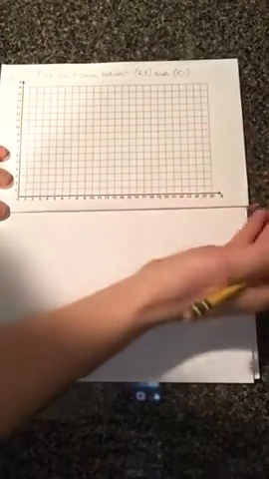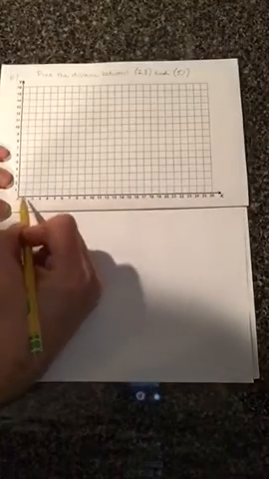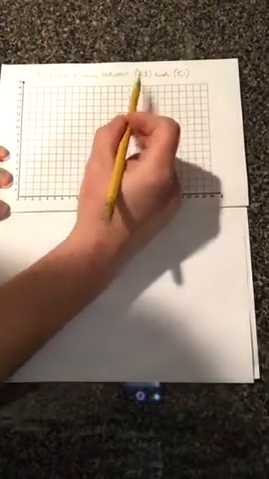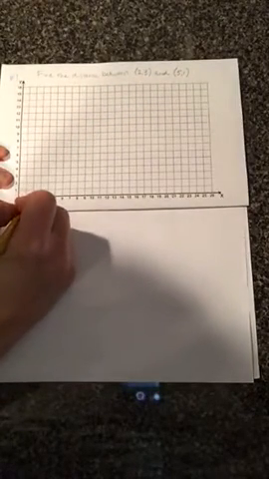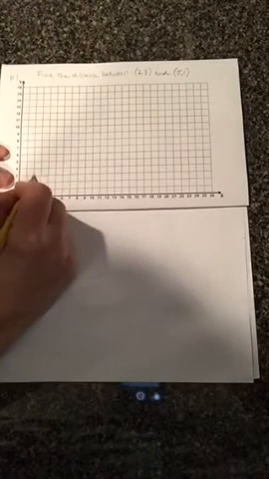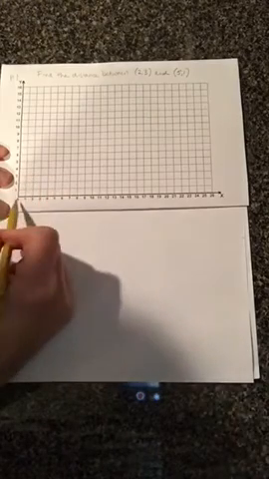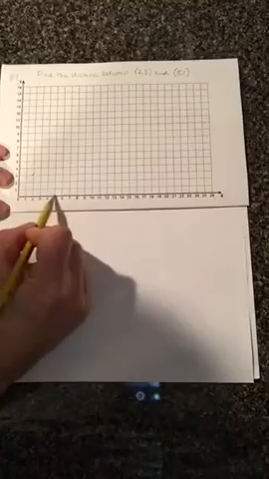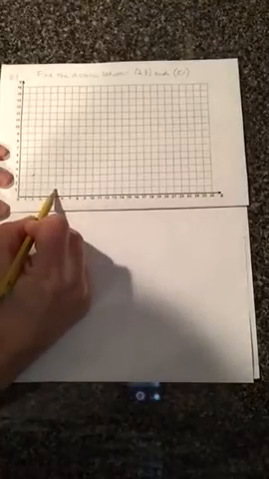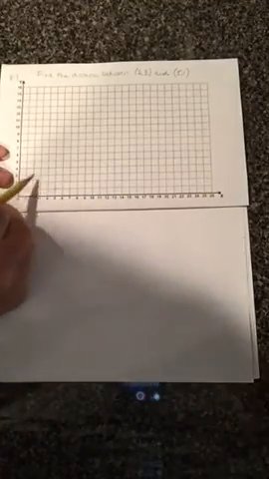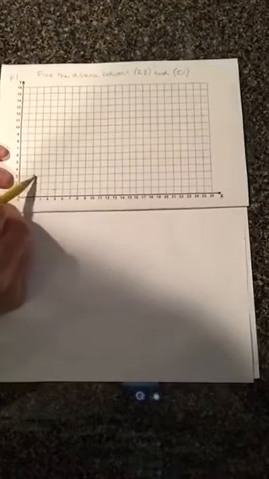So the first thing we're going to do is graph point (2, 3). So go over 2, up 3. So here's my first point. And then the next point is (5, 1). Go over 5, up 1. So we're looking to find the distance between this point and this point.